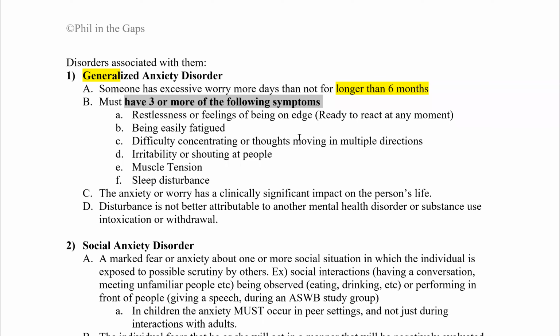And for generalized anxiety disorder, they have to have 3 or more of the following symptoms: restlessness or feelings of being on edge. So ready to react at any given moment. So let's say something's going to happen. So they're hypervigilant and they're just ready and don't want anything to be outside of their control.